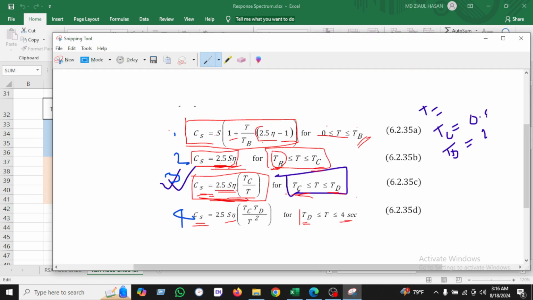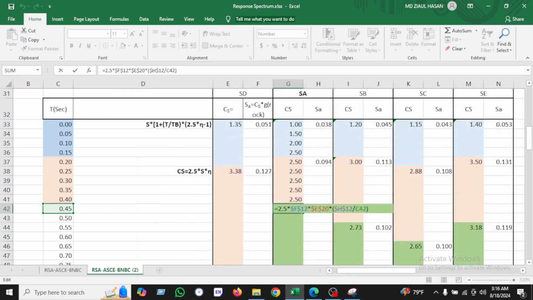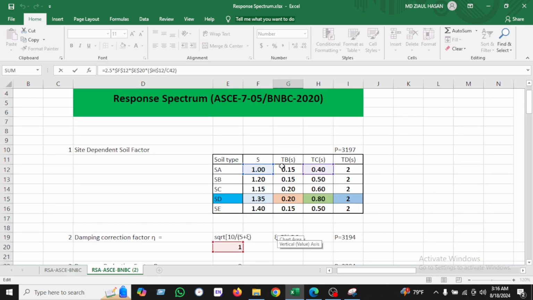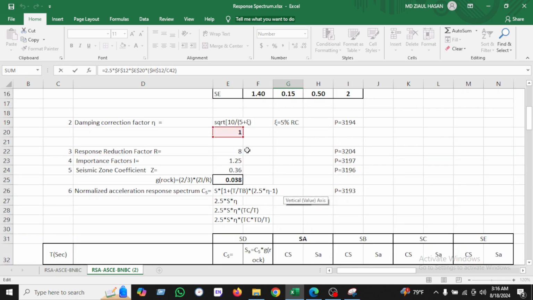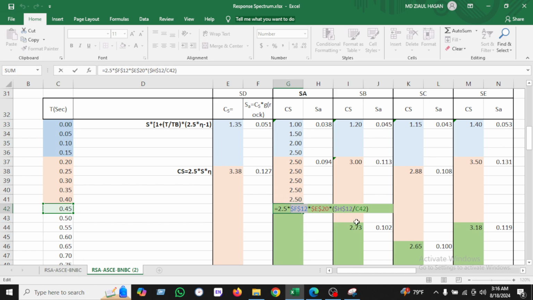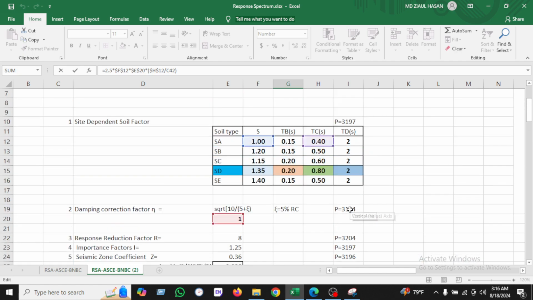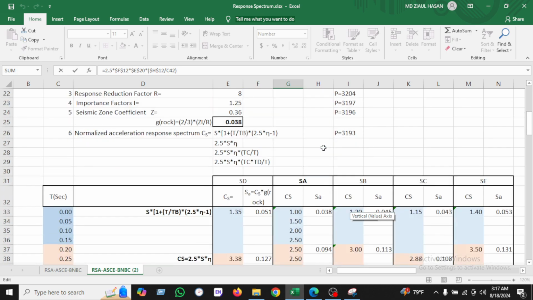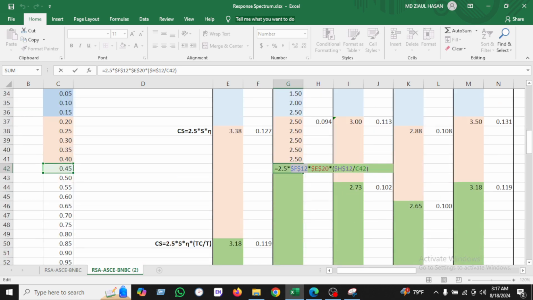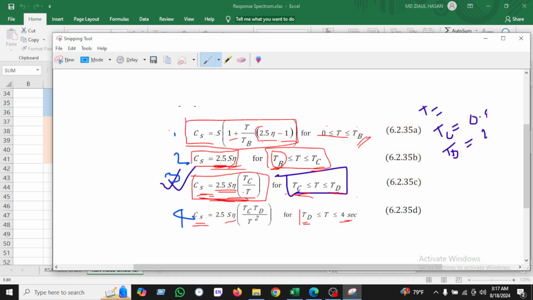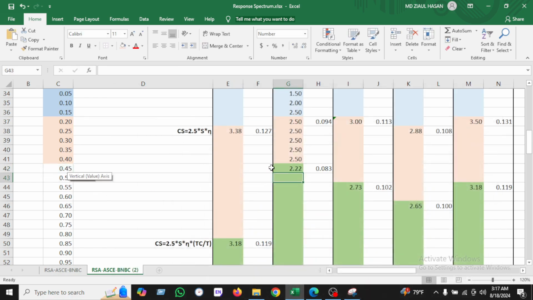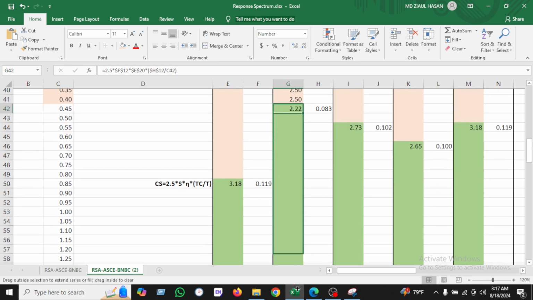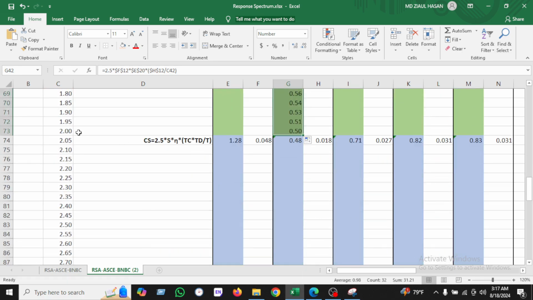The third formula is 2 into S into eta. 2 into S is found in cell number F12. F12 is S, and E20 is the damping coefficient factor. And S12 equals TC, the value is S12, divided by C20, divided by T here. Putting enter, this value will take TD, meaning up to 2.